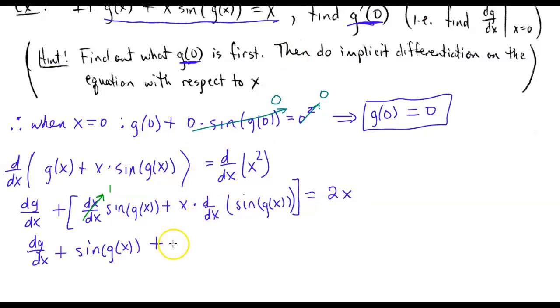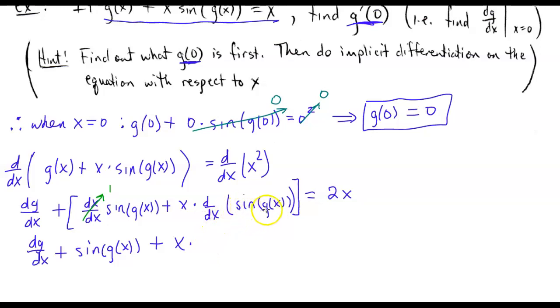So plus, and now we have x times, and notice here that the variables do match, but we have a composition function here. So we will be employing the chain rule, but in doing this, we won't be taking the derivative of this implicitly, okay? So this is just regular old chain rule here.